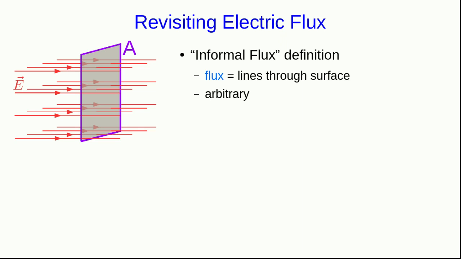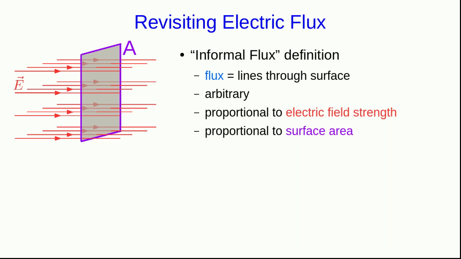And note that that makes it arbitrary, because the number of lines we draw into or out of a charge is arbitrary. However, it has some properties that we do need. It's proportional to the electric field strength, because the density of lines is proportional to the electric field strength, and it's proportional to the surface area of the surface that the lines are going through.